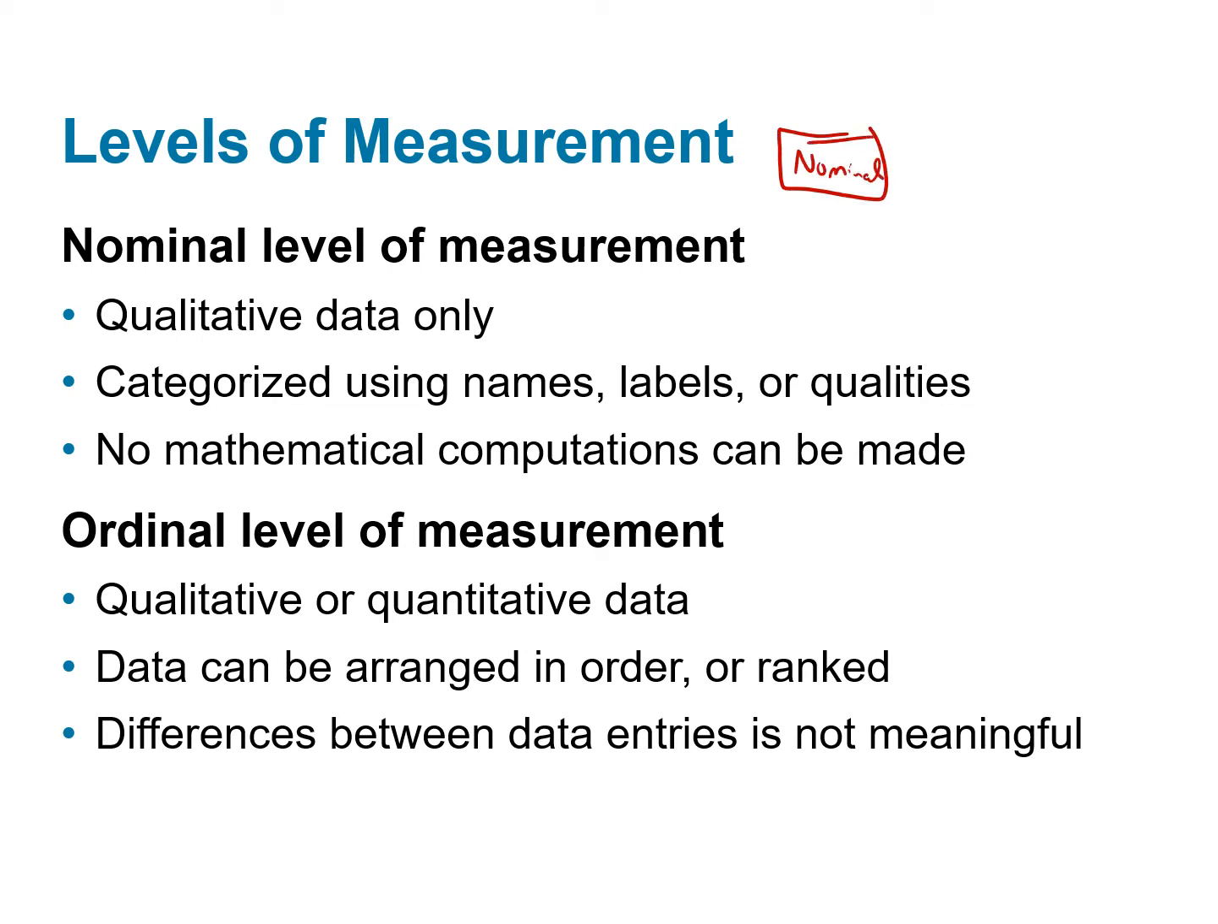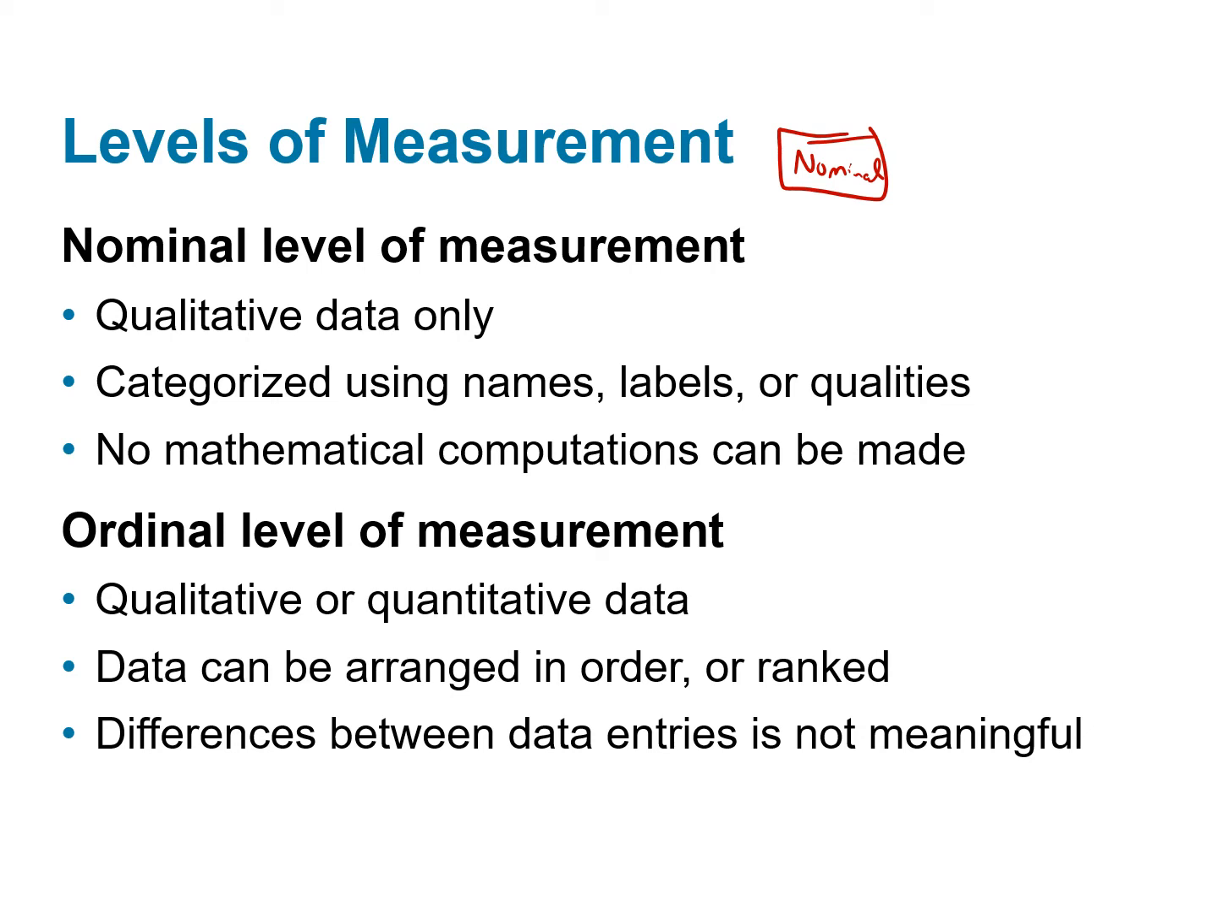All we can do with nominal is categorize our data. We can't do any mathematical computations with this because it is not numbers. It's not quantitative data. Because it's only qualitative, really all it helps us for is sorting, or splitting data up into groups.